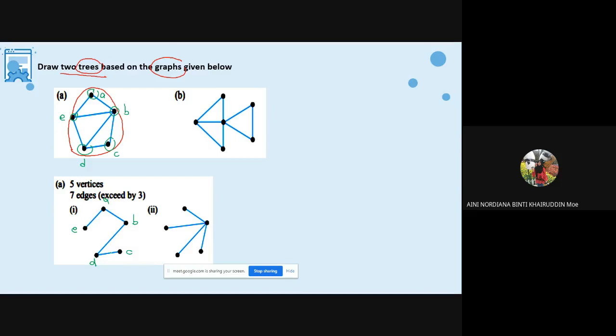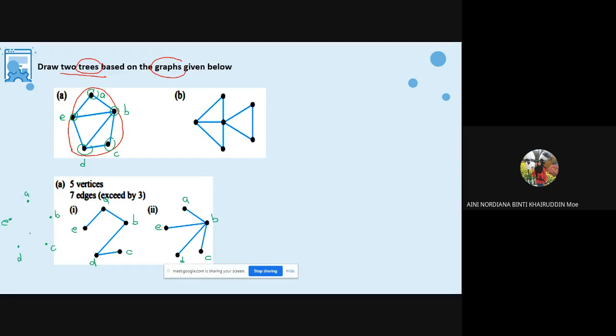1, 2, 3, 4. Sama juga dengan yang kedua ni. Sebenarnya kedudukan vertex A, B, C, D, E sama sahaja. Cuma dia kurangkan edges dia. So sebenarnya ada banyak jawapan lah. Mungkin salah satu you boleh buat. Katakan ni A, B, C, D, satu lagi E kat sini.